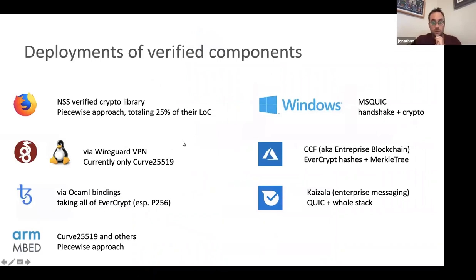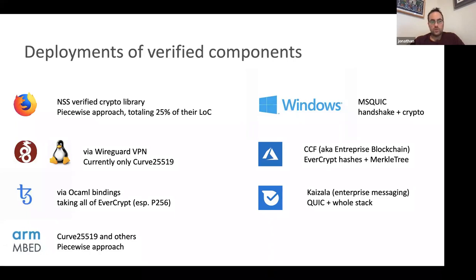We have successfully managed to deploy a lot of the code in known and famous pieces of software. One of our greater successes has been with the NSS crypto library from Firefox, where last time I checked, nearly 25% of their crypto algorithm implementations were from us. We also have an excellent working relationship with Jason Donenfeld, the author of the WireGuard VPN software, who's been a big fan of our approach and has integrated Curve25519 and has given us tons of useful advice on how to generate C code that people want to use.